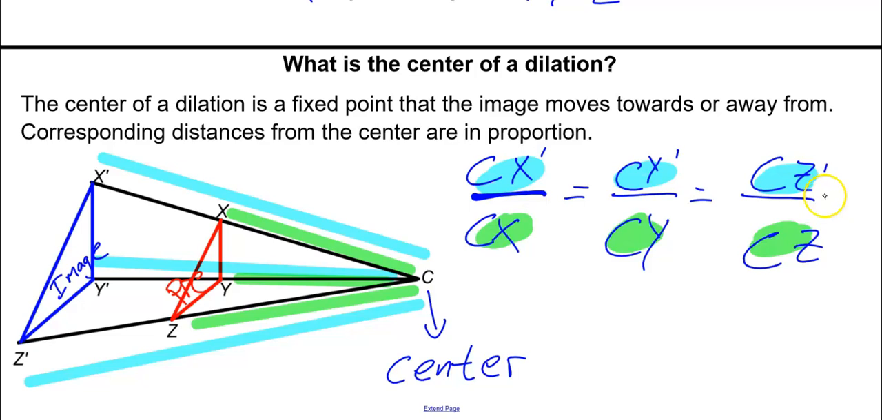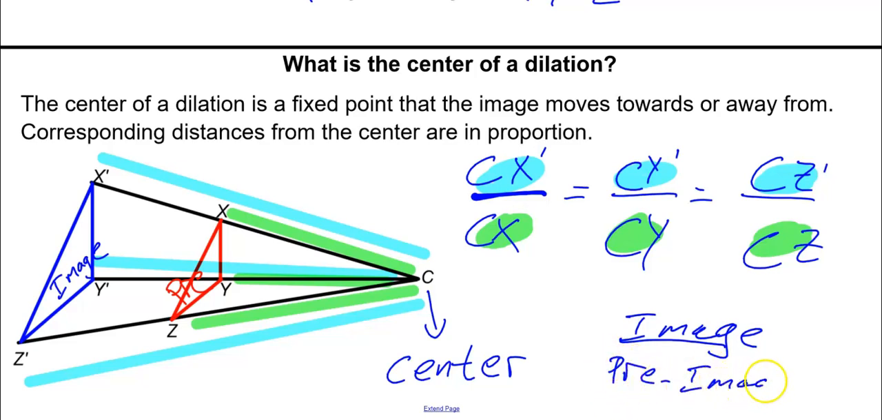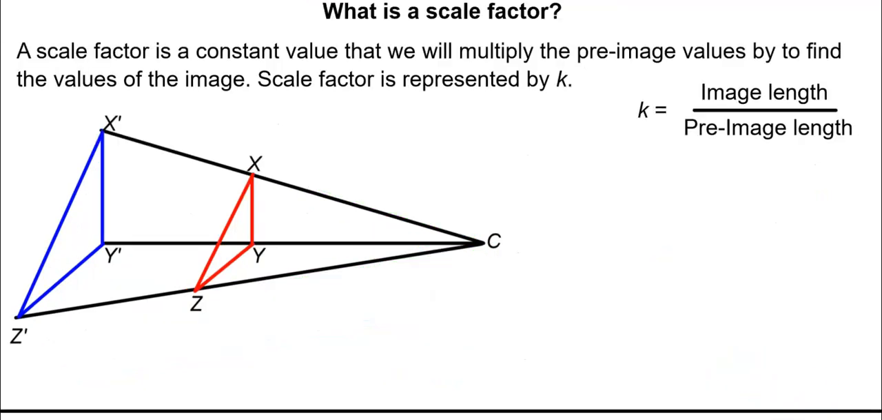Okay, and when we're writing dilations, if we're doing a dilation, I want you to do image over pre-image. It will make other steps easier if you do it this way. This is why I always want to do image over pre-image, because of my scale factor. A scale factor is some constant value. It's a number that we multiply the pre-image by to find the lengths of the images. And K will mean scale factor.